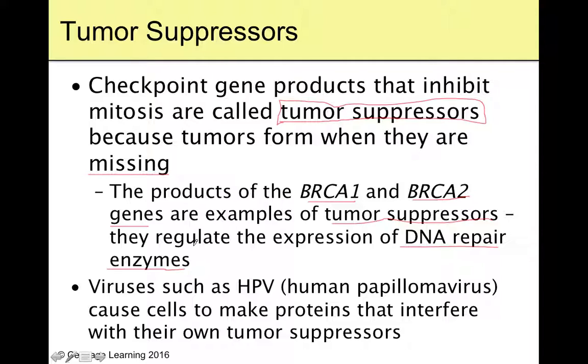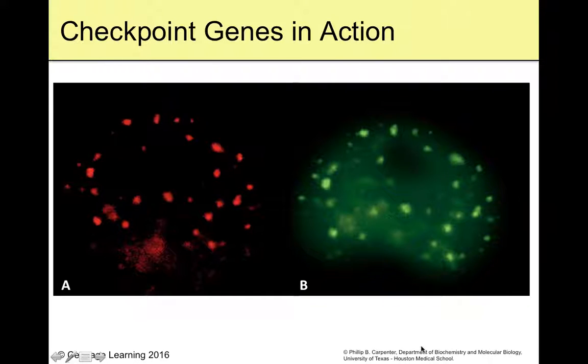So, the bad news is some viruses, such as human papillomavirus, HPV, which we're vaccinating people for pretty frequently now, can cause cells to make proteins that interfere with tumor suppressors. So if you're stopping the tumor suppressor, you are making cancer much more likely. And the last thing you want is a virus that's going to increase your chances of cancer. Not fun. So here's some checkpoint genes in action.